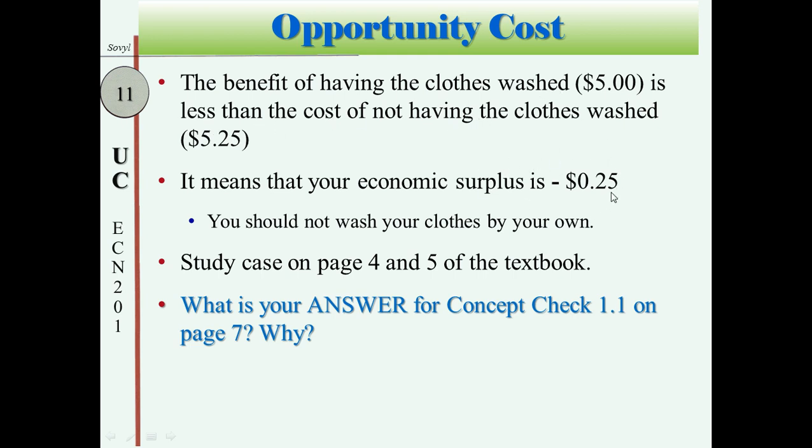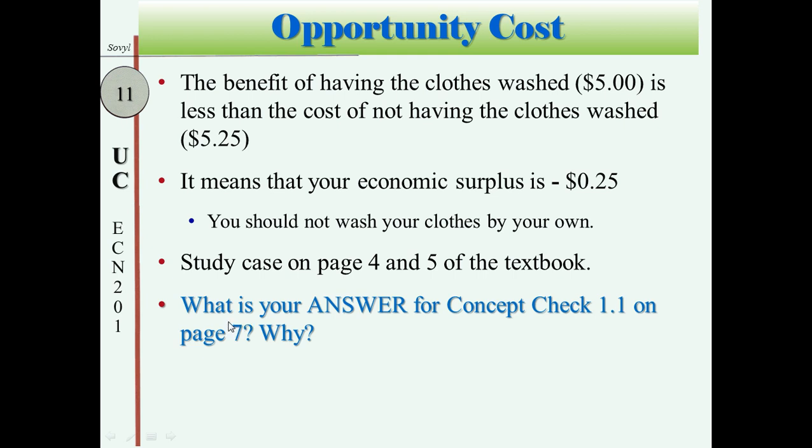So the economic surplus from washing the clothes by yourself is minus 0.25, that's why you should not wash your clothes on your own. This is option A. Option B means take the clothes and go to the laundry. If the economic surplus is positive, you will take it, but this is a negative economic surplus. Surplus is about extra, but this is a negative extra. What does it mean? It's a loss.